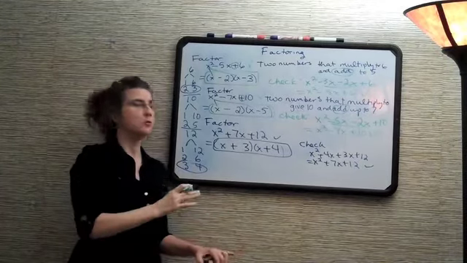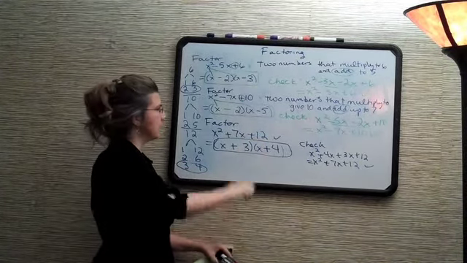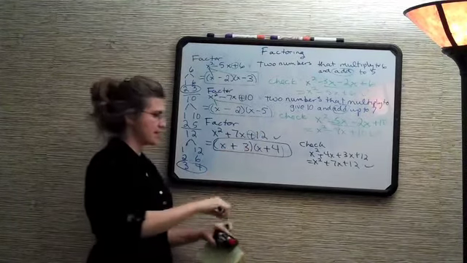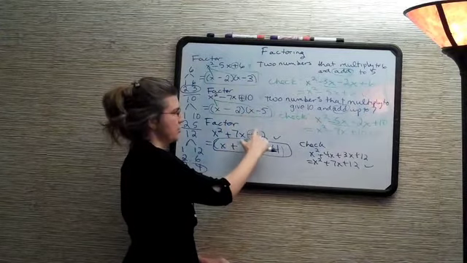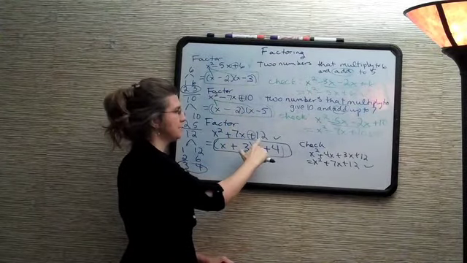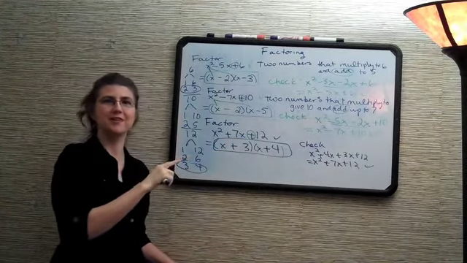So this is how we approach it when our sign here in our problem is positive. When our sign here is negative, we will look for two numbers that multiply to give the third number, or the constant number, the number by itself, and subtract to give that inner number. So we'll look at those in the next video.